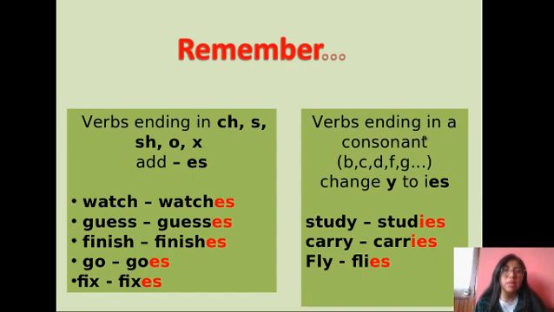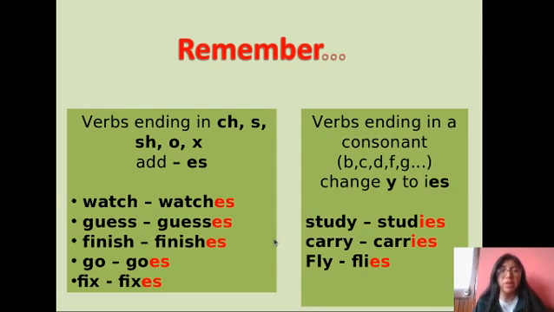Verbs ending in a consonant. For example, B, C, D, F, G. Okay, si su verbo termina en una consonante y en Y, change Y to IES. Okay, for example, study, studies, carry, carries, fly, flies. Okay, so if your verb ends in a consonant and Y, you have to change. Usted tiene que cambiar por ies, okay? Study, studies. Carry, carries, okay?